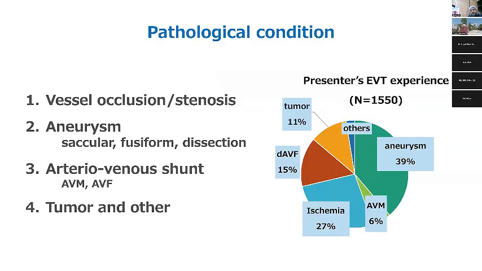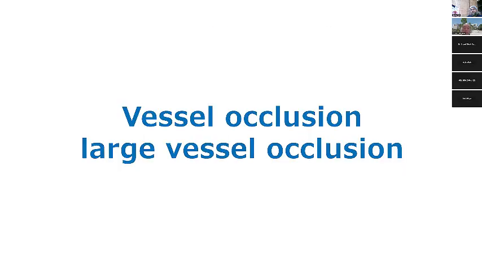Then I'd like to go to pathological conditions. On the right side, this pie chart shows the breakdown of my experience of endovascular treatment. I treat 40% aneurysm, 20% AV shunt, 30% ischemic region, and 10% tumor embolization. So for endovascular treatment interventionalists, we should know the pathological findings, including vessel occlusion, aneurysm, AV shunt, tumor, and others. So I will show you briefly the representative cases.